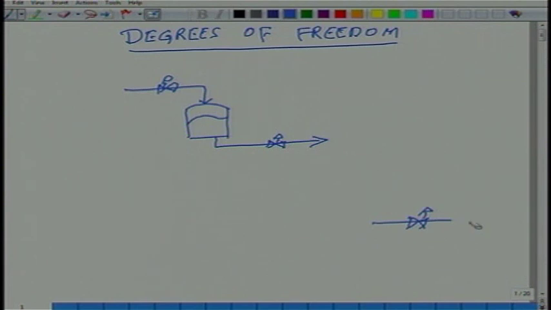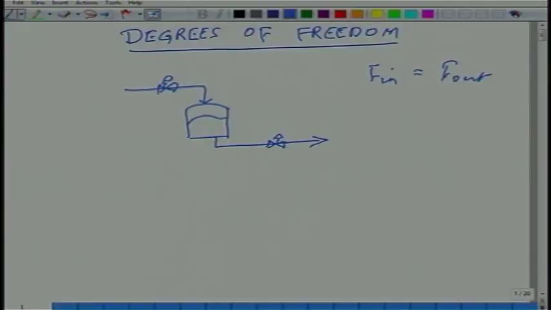So, if I take this simple tank process, I have got 2 independent valves, one at the inlet, one at the outlet. That is another way of saying I have got 2 independent flows, the inlet flow and the outlet flow, okay. If I look at the steady state material balance around this tank, okay, I know that flow in must be equal to flow out, yeah.